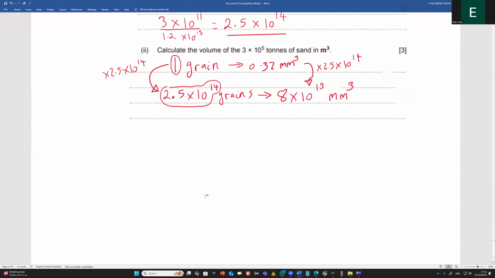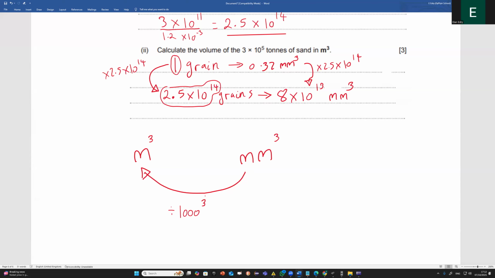So we need to think about meters and millimeters. How would I go from millimeters back to meters? Divide by 1,000. So if I want to go from millimeters cubed to meters cubed, what would you divide by? Is that divided by 3,000? No. To go from millimeters to meters, you divide by 1,000. So millimeters cubed to meters cubed, you would divide by 1,000 cubed.